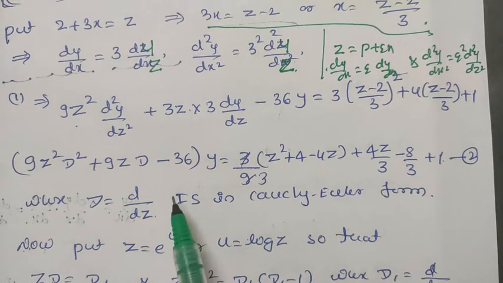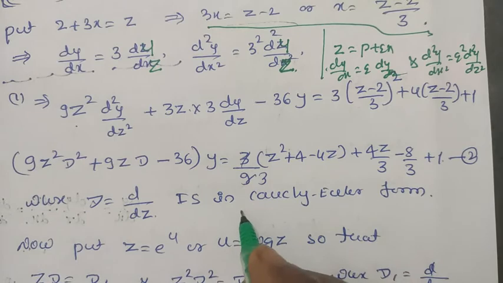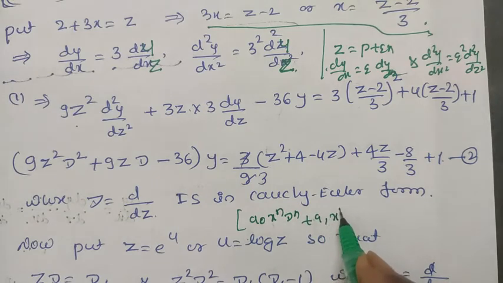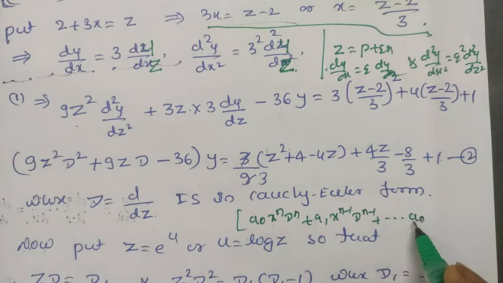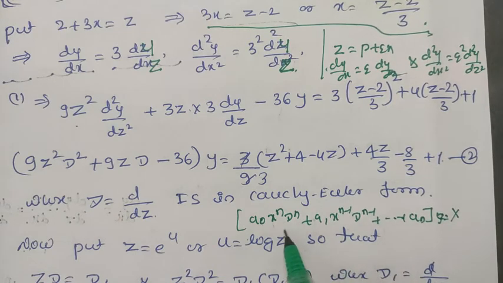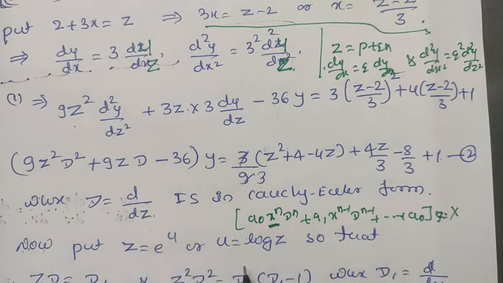Now it is in Cauchy-Euler form. What is the Cauchy-Euler form? It is a0 xⁿ Dⁿ + a1 xⁿ⁻¹ Dⁿ⁻¹ + ... + an, acting on y, equal to a function of x. But here, in place of x, we have z. That is the difference. So it is exactly in this form, so it is a Cauchy-Euler form.